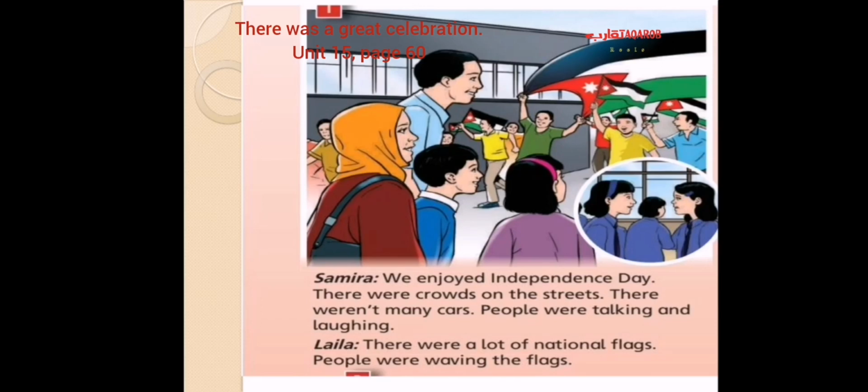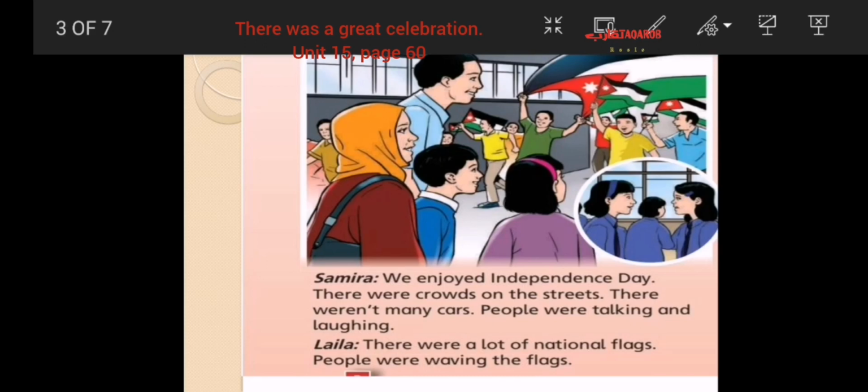In picture number 1, what can you see? Good job. We will say there were crowds on the streets. There weren't many cars, we can't see cars. And people in this picture were talking and laughing. There were a lot of national flags, as you see. And what were the people doing? They were waving the flags.